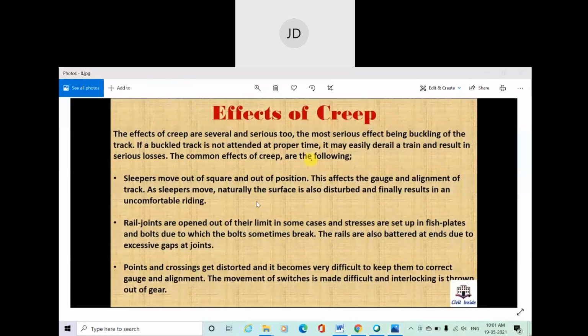I think this is too much for this class. It is almost time, so we stop here about creep. We're going to continue the same topic in the next class. Till now we have discussed what creep is and what the causes of creep are. In the next class, we're going to discuss the effect of creep and how to remove creep.